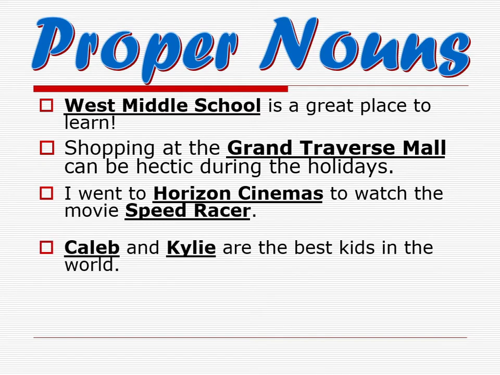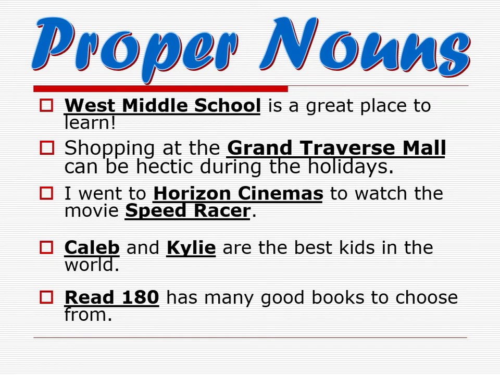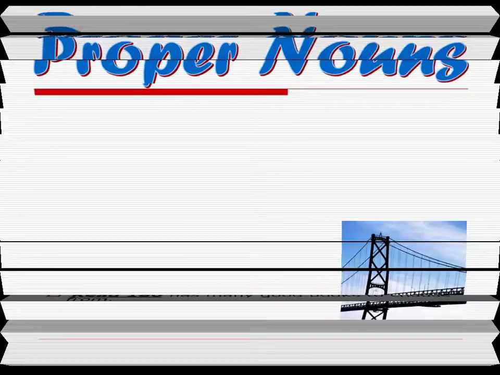Next example. Caleb and Kaylee are the best kids in the world. Here two names are given and they are proper nouns because they are names of specific people. It's not he or she, it's just the name of a specific kid or person, Caleb and Kaylee. So these two are the proper nouns in this sentence. The next, Read 180 is the name of a book place that has many good books to choose from. Read 180 is a specific place, person, or thing. So it means it's a proper noun.